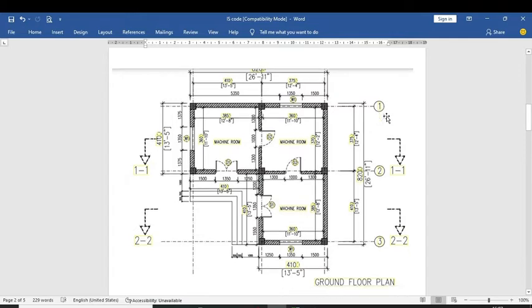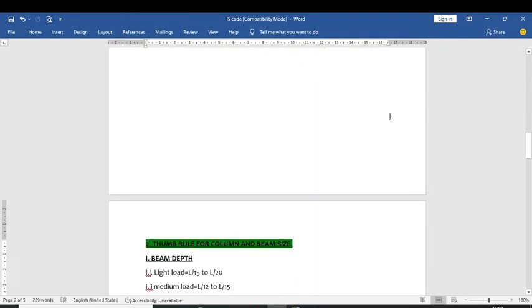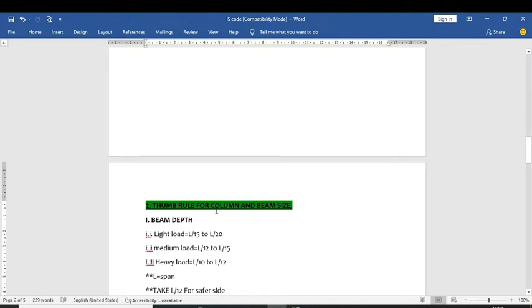So today I will be talking about the thumb rule for determining the size for the column and beam. This is very important during the time of analysis and designing using software like STAAD.Pro or ETABS. So before you give the sizes in a software, you should know the basic thumb rule for the determination of column and beam.